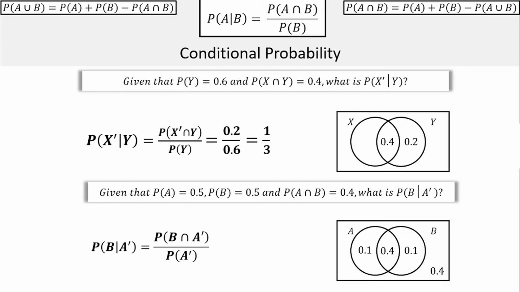I know all of the intersections, regions, probabilities I might need to use. B intersection not A is 0.1. So 0.1 over 0.5, nice and easy.